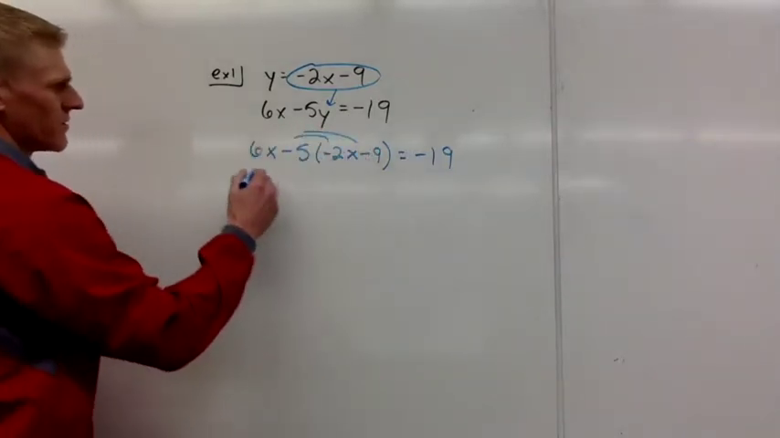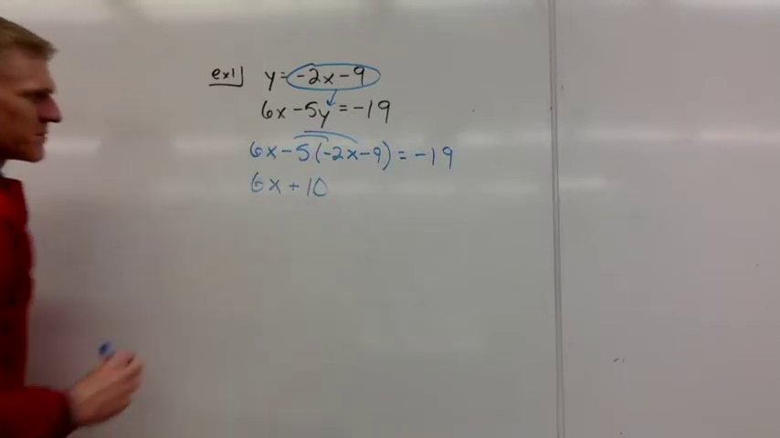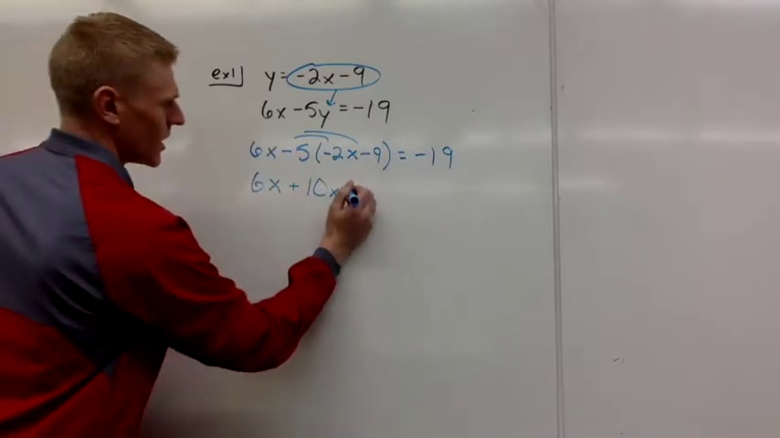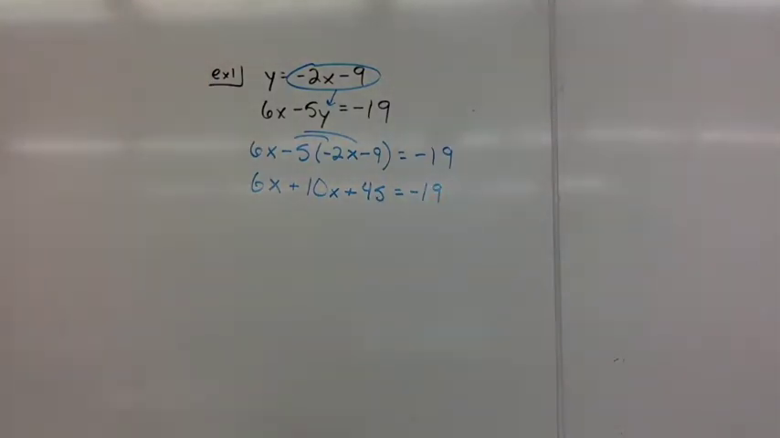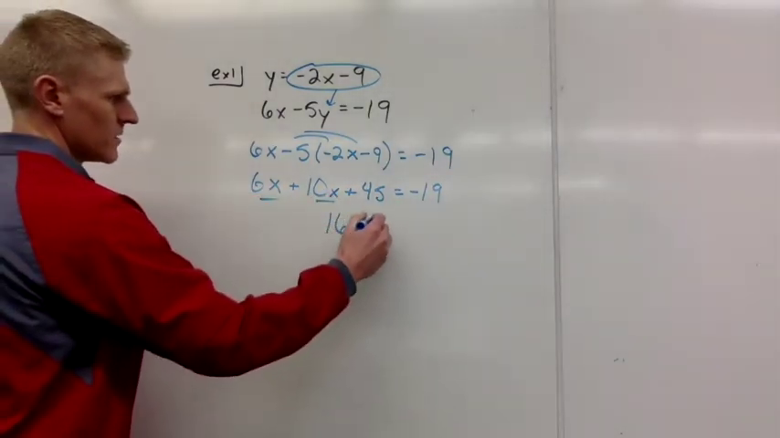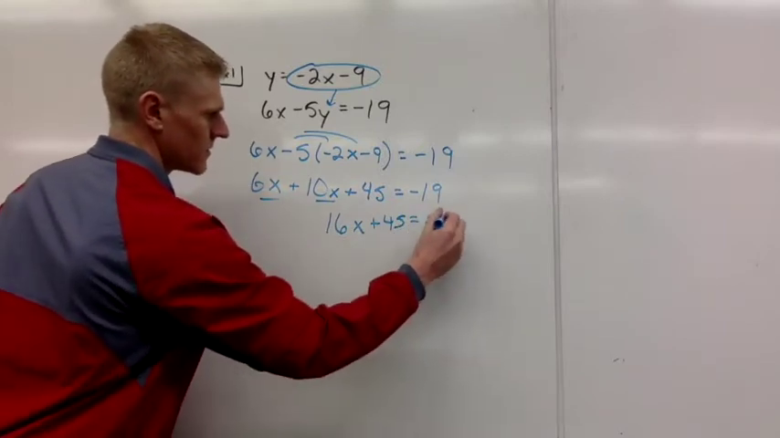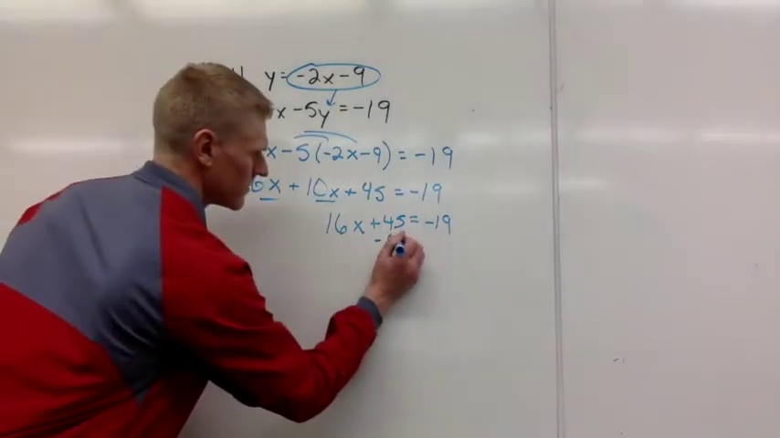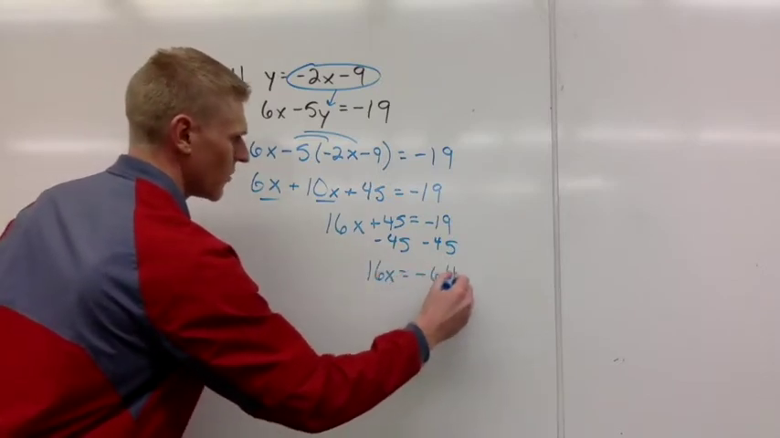So I'll distribute the negative 5, and I'll have 6x minus 10x, negative times the negative should be a positive, about made a mistake there. 10x, negative 5 times the negative 9 would be plus 45. Equals a negative 19. And we'll just continue plugging along here. Combine your like terms. That's 16x plus 45 equals negative 19. We'll subtract the 45. That will give you 16x equals a negative 64.